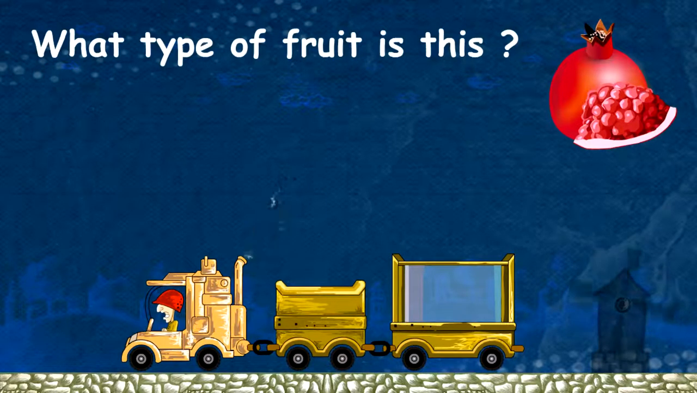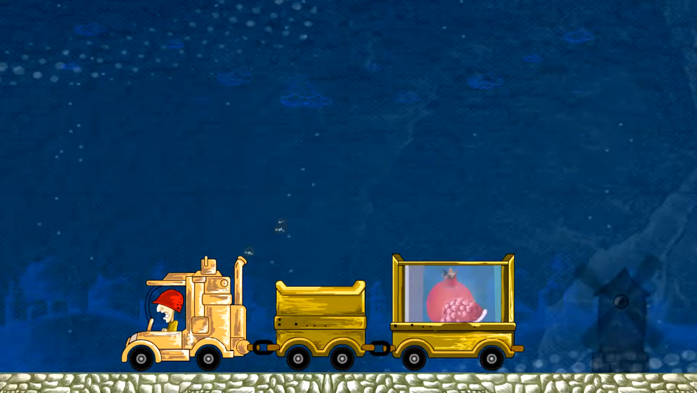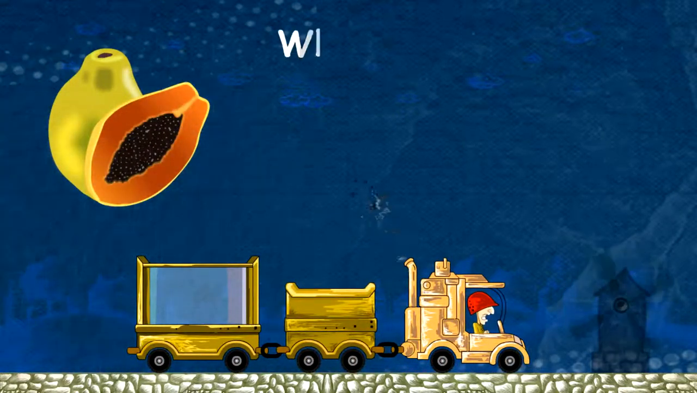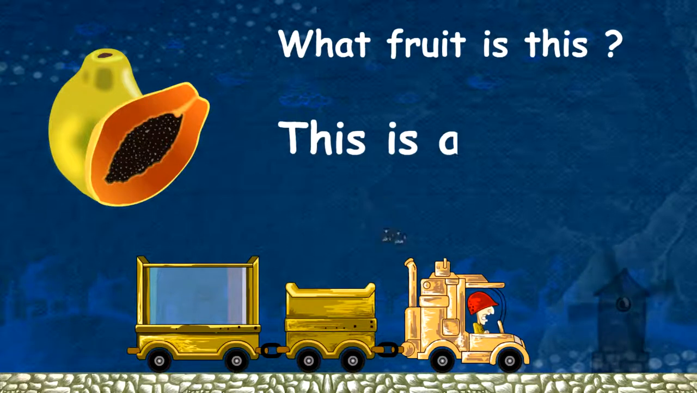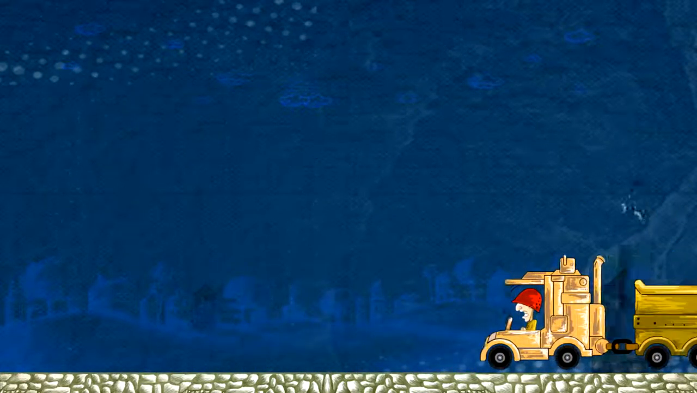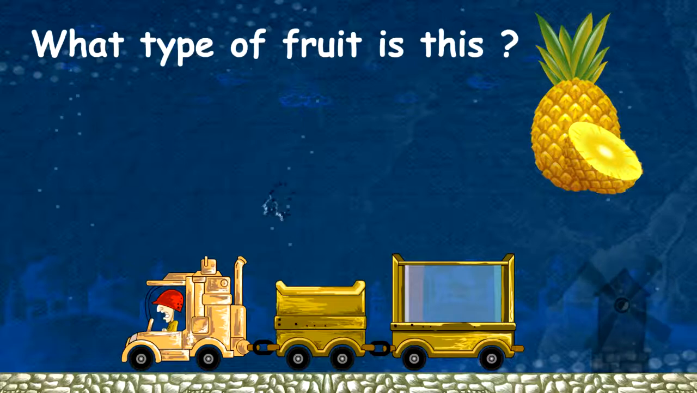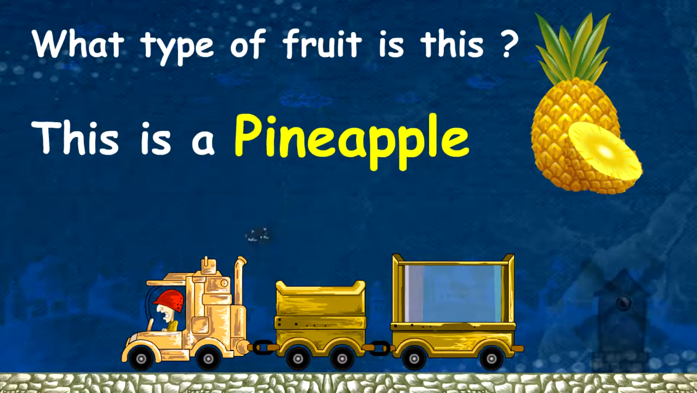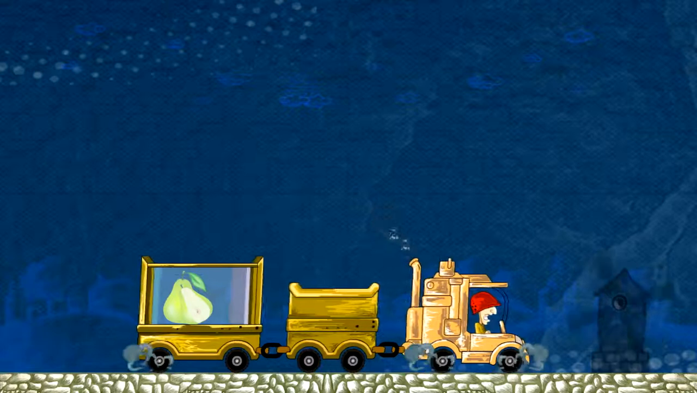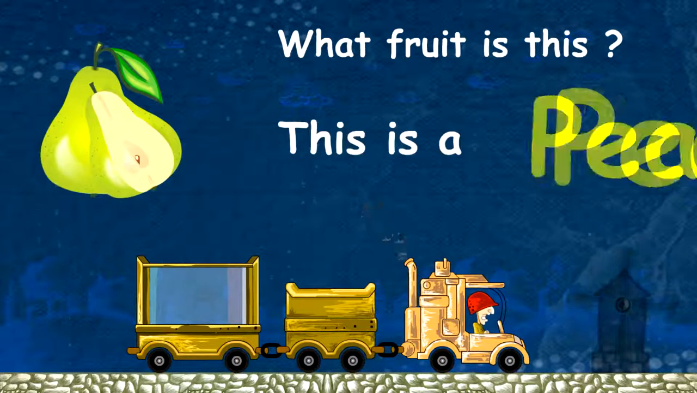What type of fruit is this? This is a pomegranate. What fruit is this? This is a papaya. What type of fruit is this? This is a pineapple. What fruit is this? This is a pear.